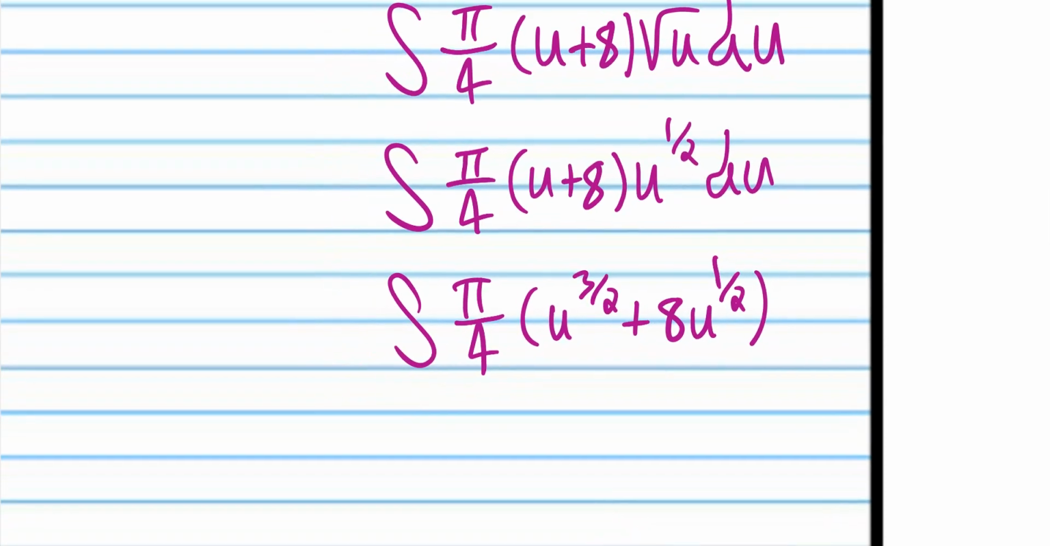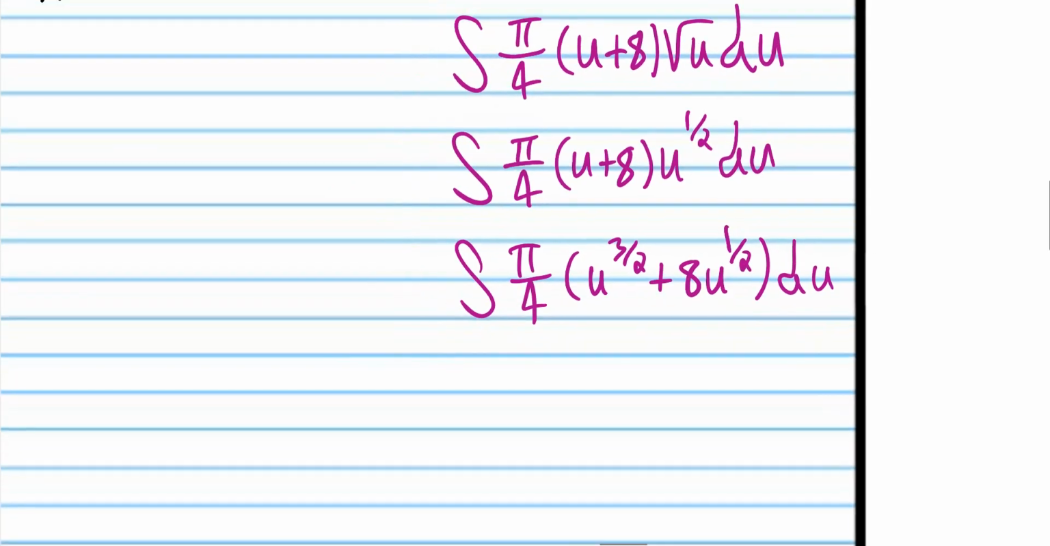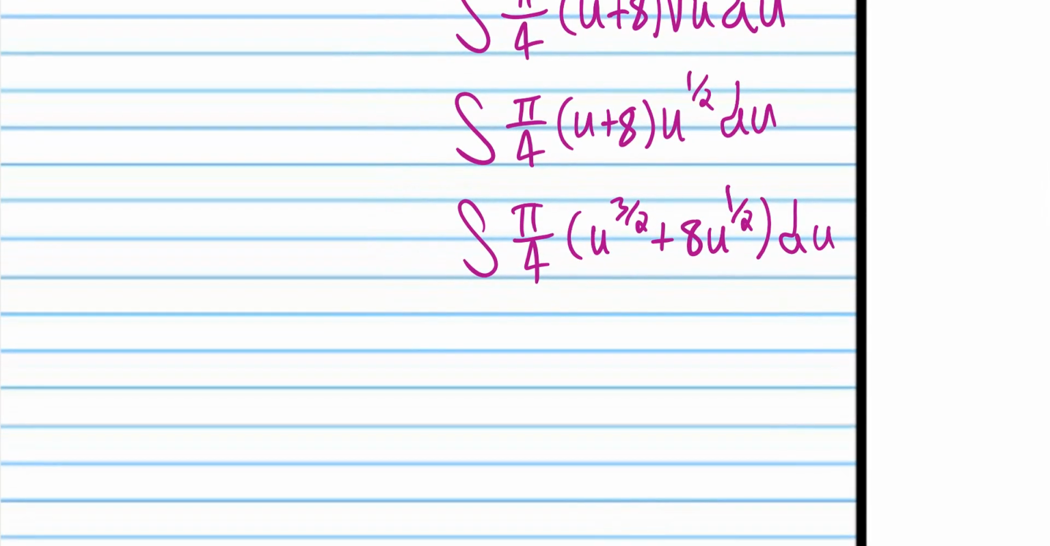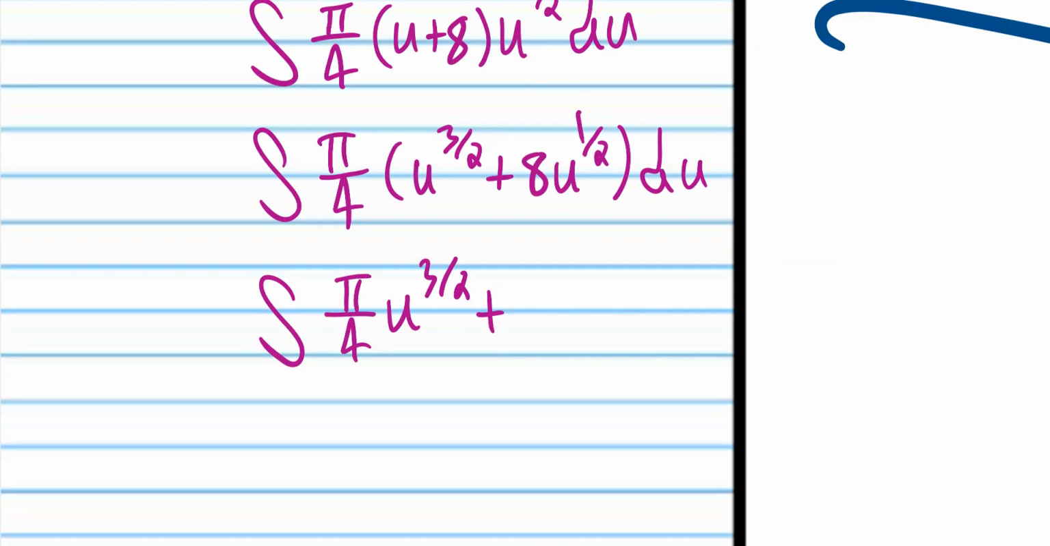So now, to avoid confusion, we probably should distribute that pi over 4 also. And pi over 4 times 8 is 2 pi.